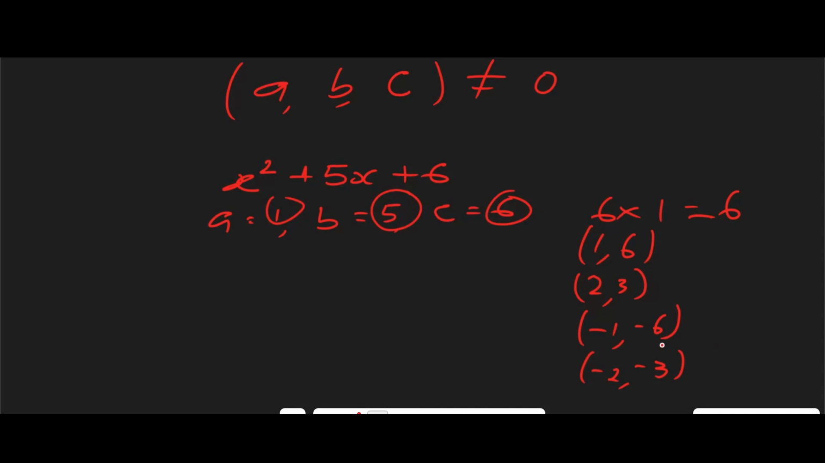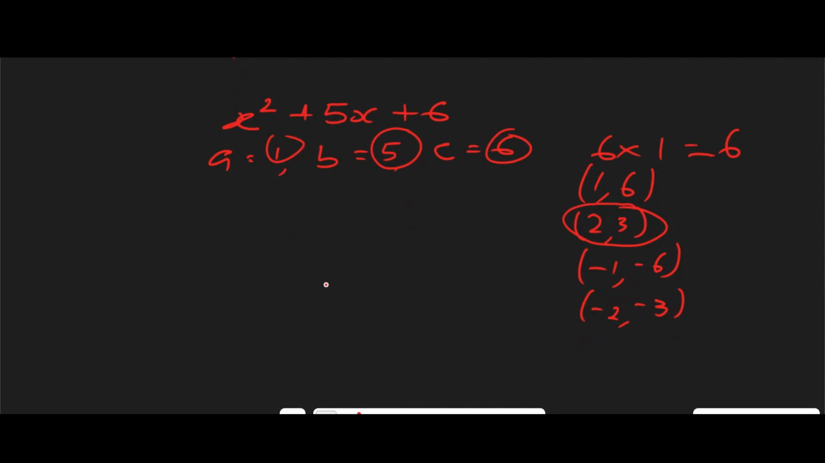Which one of them can be added or subtracted to get 5? We can use 2 and 3. I can use 2 and 3 to do that. So straightforward, this is what I'm going to do. I'm going to replace 5x with these two numbers, 2 and 3. So their form is going to change. The 2 is going to be 2x, and the 3 is going to be 3x to replace the 5x.